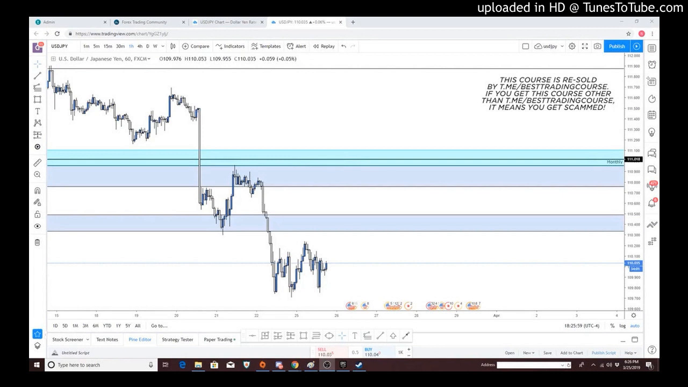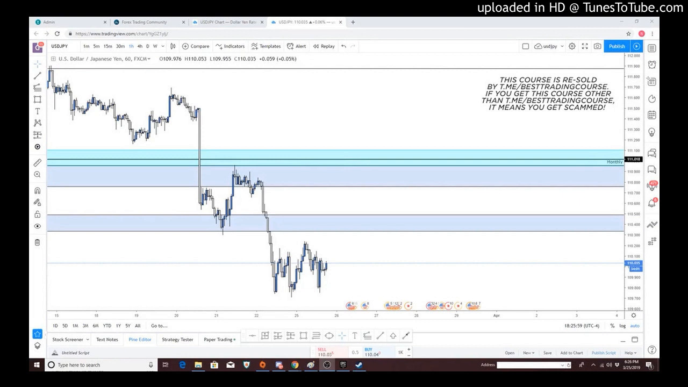Now let's say if sellers break under this level, we could look to see if sellers will maintain this as a level of newfound resistance and look for that continued move down. Support and resistance will give you trade opportunities. They will be able to give you trade setups.